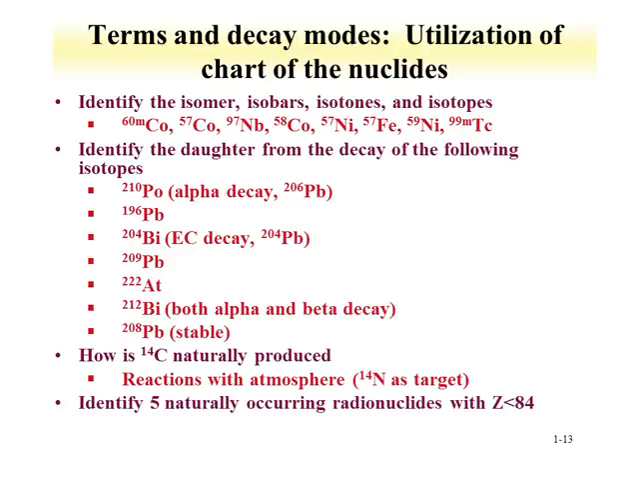For some, bismuth-212 decays with both alpha and beta. And some isotopes, well, lead-208 is stable. You should be able to identify that it is stable.